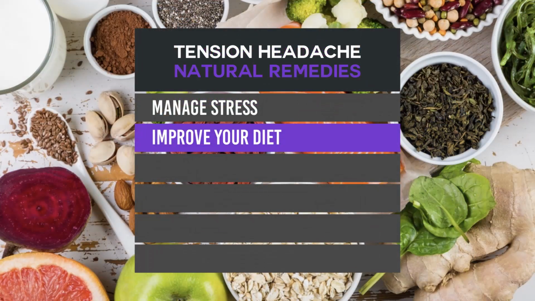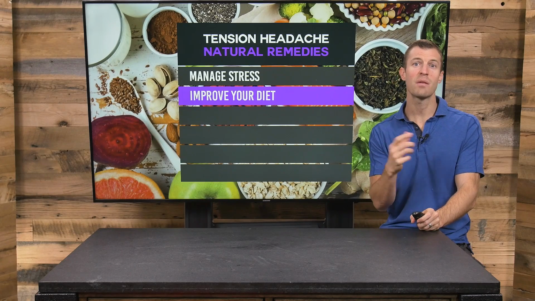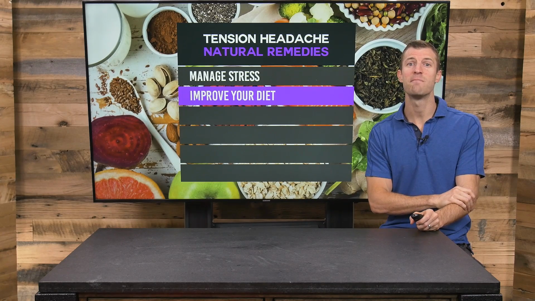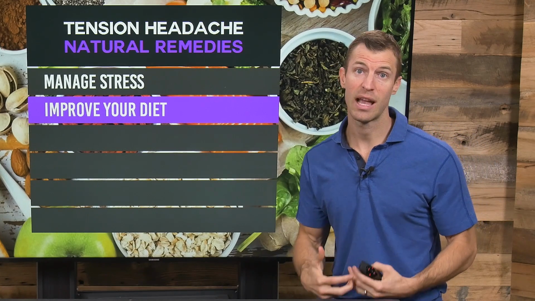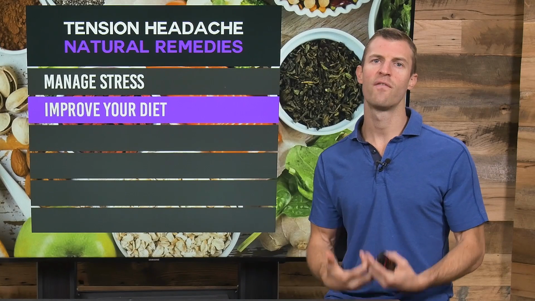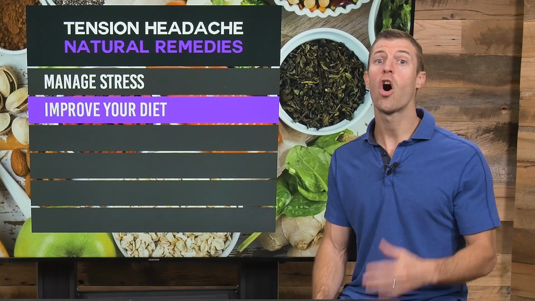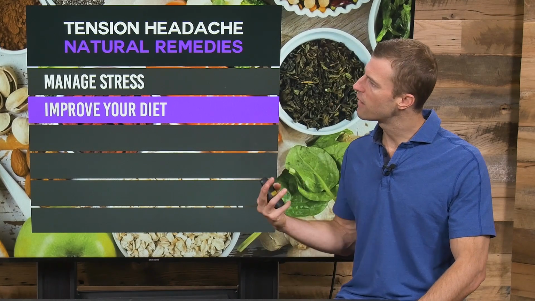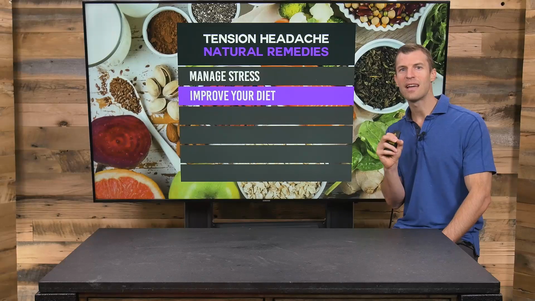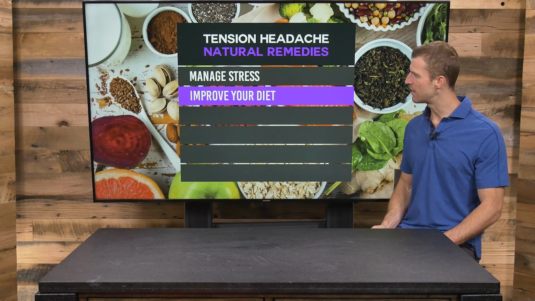Number two, improve your diet. This is key to getting rid of tension headaches. You want to follow a diet that's anti-inflammatory, something that really causes relaxation. Make sure you're getting plenty of foods that are high in magnesium. Magnesium foods include spinach and green leafy vegetables, which are very high in magnesium. Certain nuts and seeds like flax seeds and almonds can be higher in magnesium as well. Grass-fed beef too. Another favorite magnesium-rich food of mine is avocados. So get more magnesium.